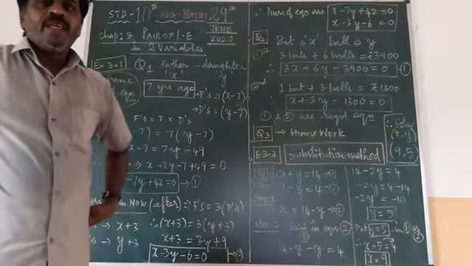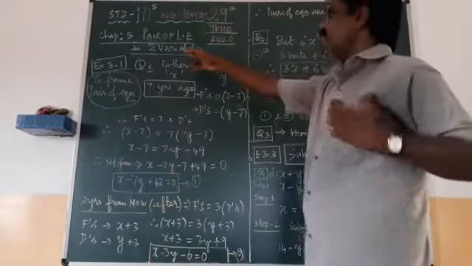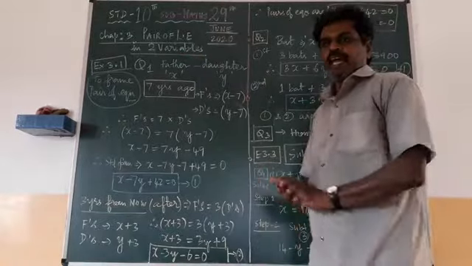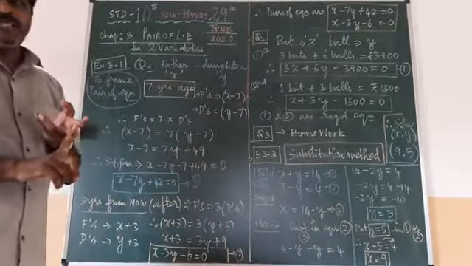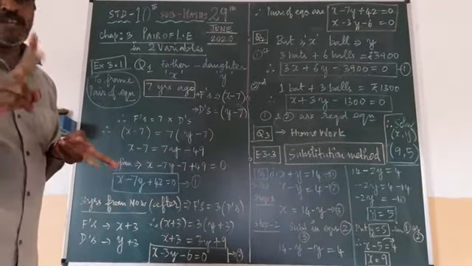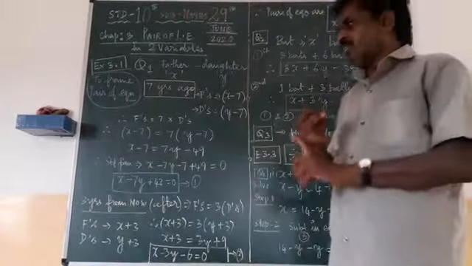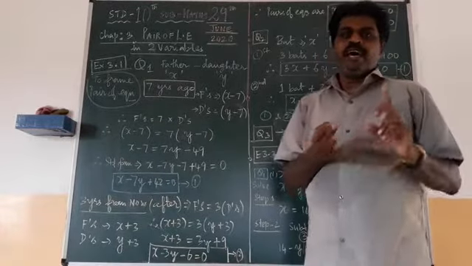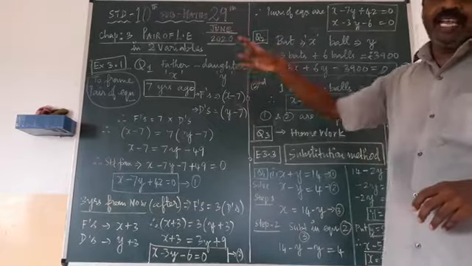Good morning students. In the last class we started a new chapter, pairs of linear equations in two variables, and we have seen many methods in this chapter. What are they? The graphical method, how to solve the pair of equations by the graphical method, and the algebraic methods: elimination method, substitution method, and cross multiplication method. We will start the graphical method in the last.